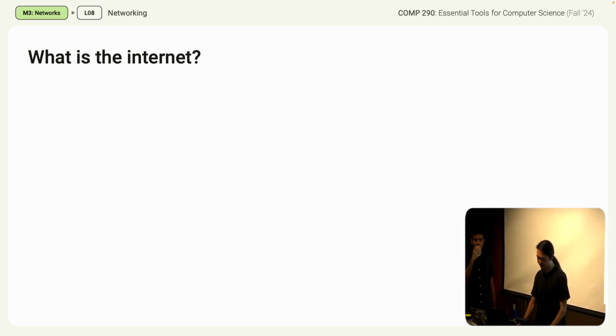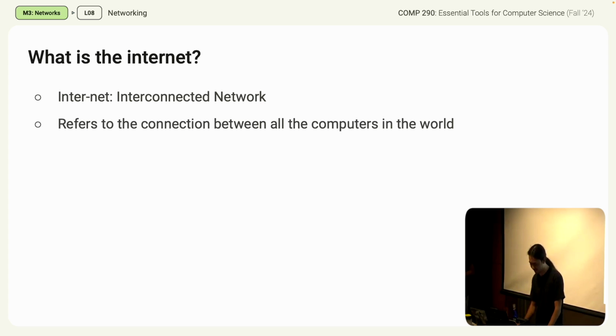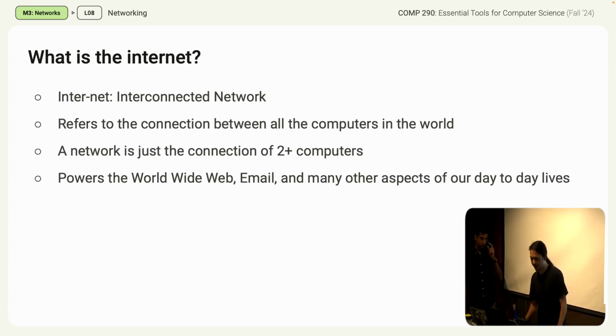So let's dig into that some. The word itself, internet, comes from interconnected network. It actually goes back a long time, which we'll dive into in a second. But it just refers to the connection between all the computers in the world. So well put by Vincent there. A lot of physically connected hardware all around the world.